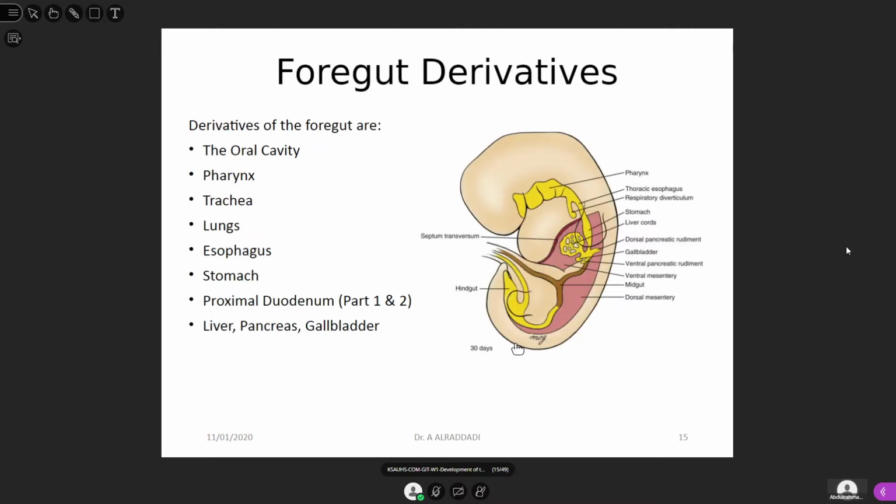Development of the foregut. First, what are the derivatives of the foregut? The foregut will give rise to the oral cavity, pharynx, trachea, lungs, as we discussed in the respiratory science block, stomach, proximal duodenum, part 1 and 2, and also the associated digestive organs like liver, pancreas, and gallbladder.